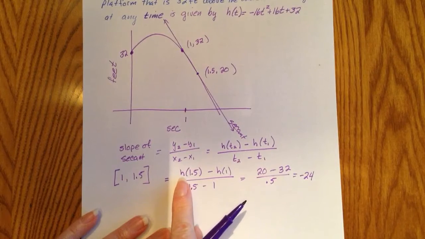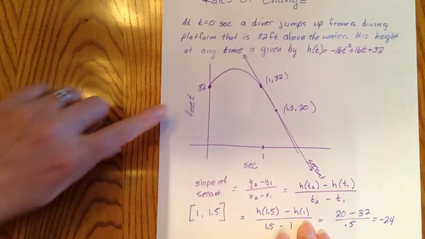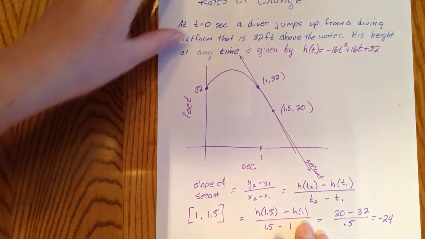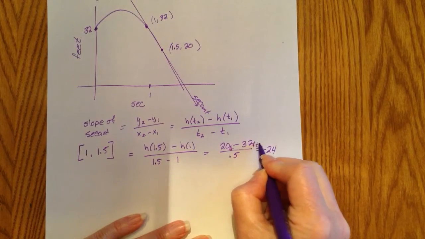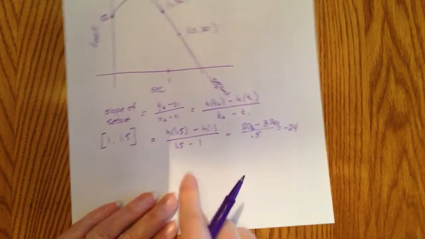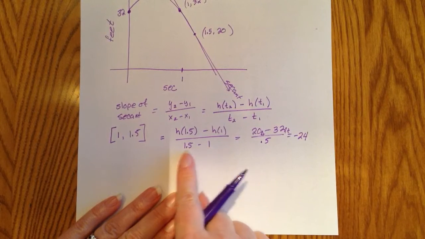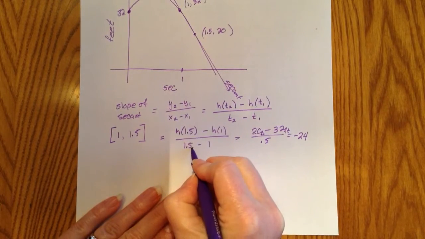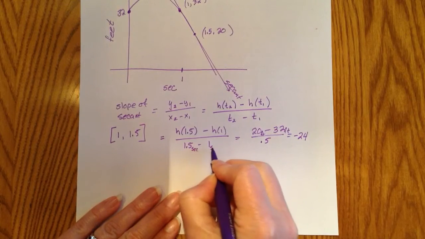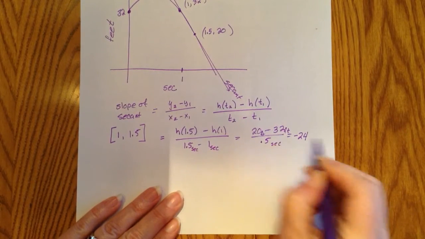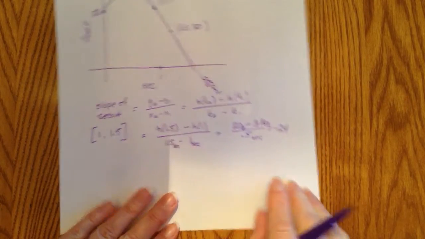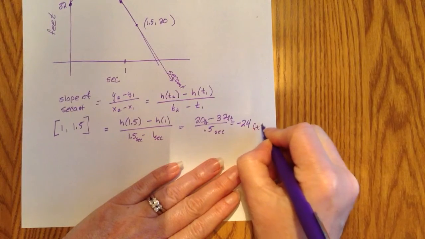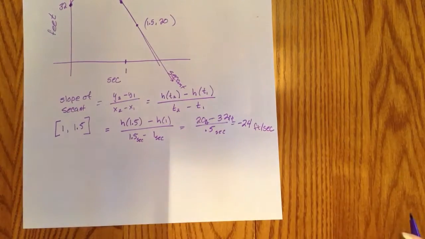Well, let's look at this. The y-coordinates, the heights, are being measured in feet. So this would be 20 feet, 32 feet. So the numerator would be feet. The denominator is our times, and our times are being measured in seconds. So when we get this negative 24, it has the units feet per second. That looks kind of like a velocity.